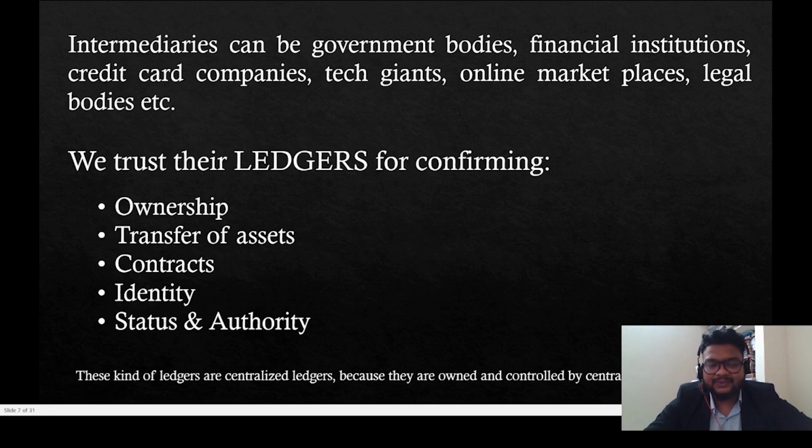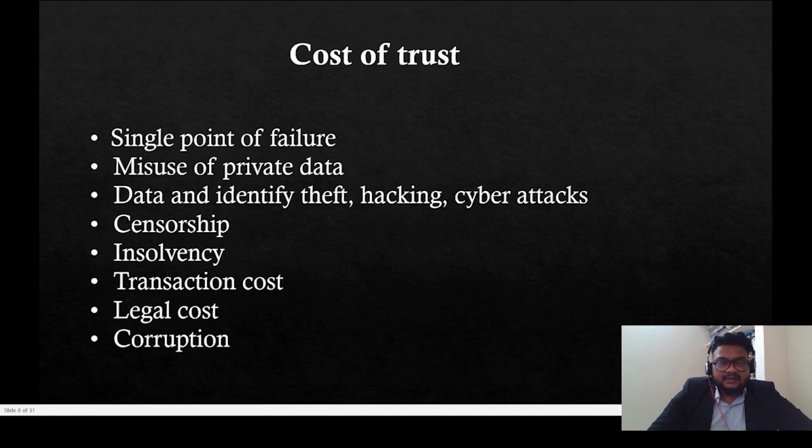That is why we have to go to the RTO office, or we have to record the details in the transportation department's record, because we trust the transportation department. So it acts as a trusted third party. So the ledgers maintained by these trusted third parties are called centralized ledgers. So the crucial point here is we have to trust these intermediaries and their ledgers, and this trust comes with a cost. Let's see what are the costs.